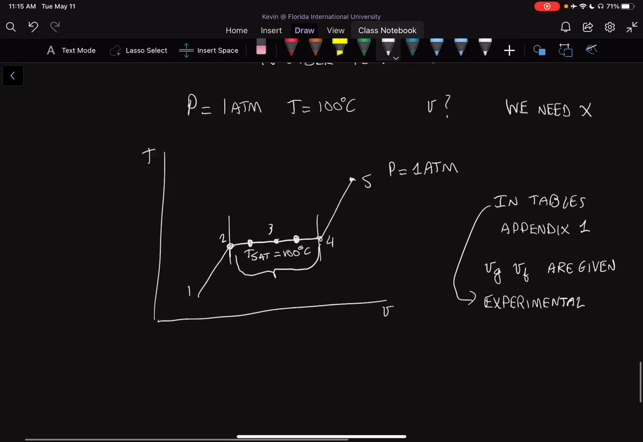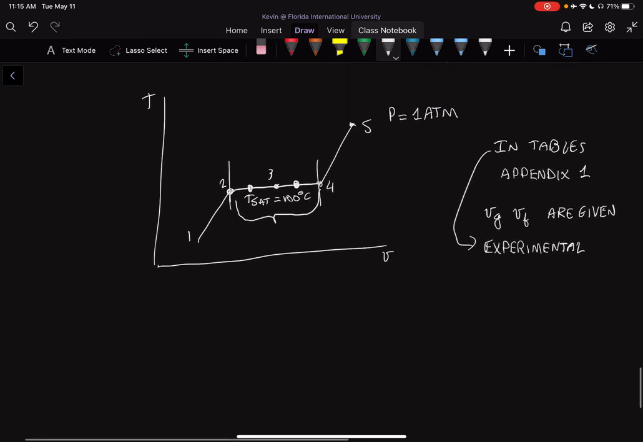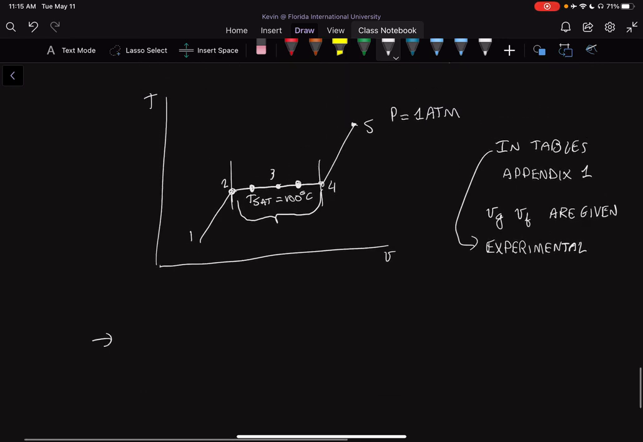Okay, a couple of comments about quality in general. These comments are sort of rules that you have to follow. Quality, first of all, has meaning only for saturated mixtures.